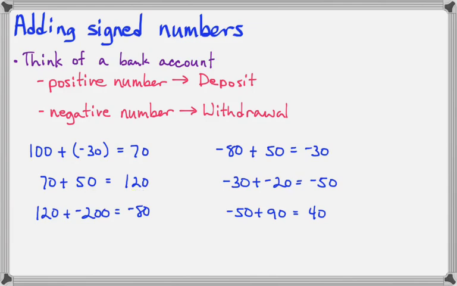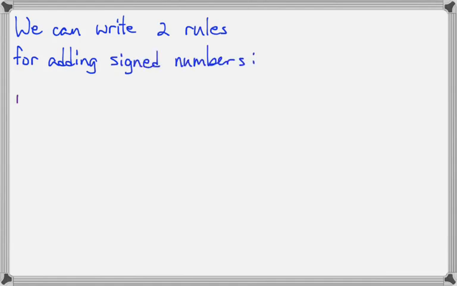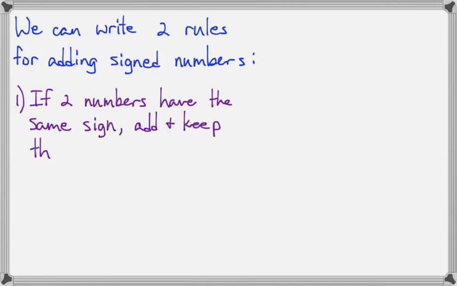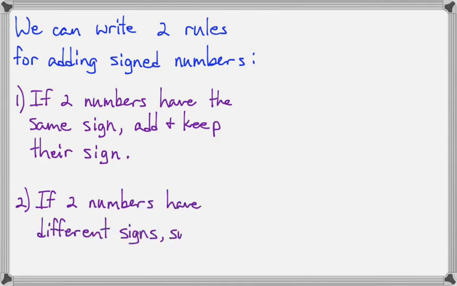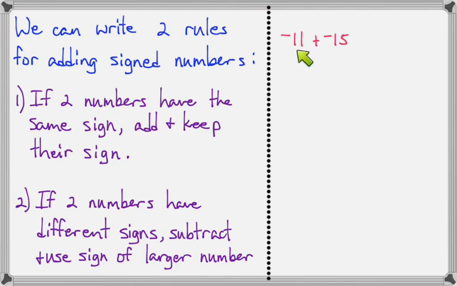Okay, so let's write those two rules down concretely here. If two numbers have the same sign, we add and keep their sign. If two numbers have different signs, we subtract and use the sign of the larger number. So here are a few examples. Negative 11 plus negative 15.